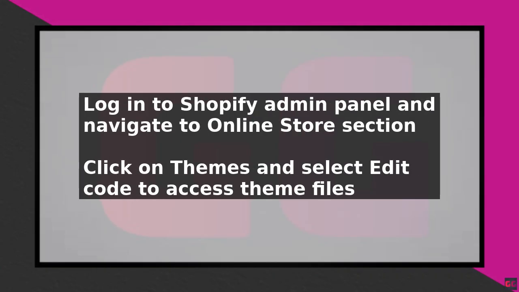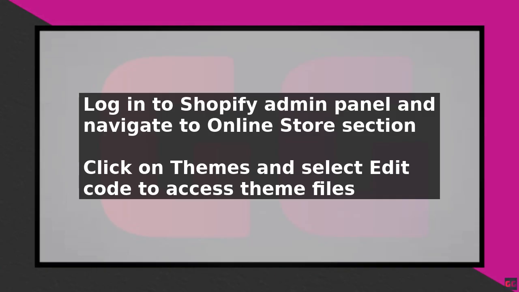Once you have your favicon image, log into your Shopify admin panel. Navigate to the online store section and click on Themes. Click on the three dots next to your current theme and select Edit Code. In the Edit Code section, click on the Assets folder.